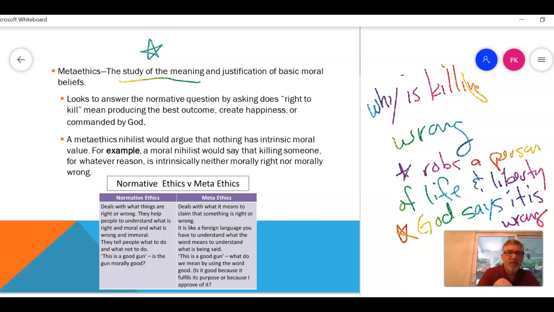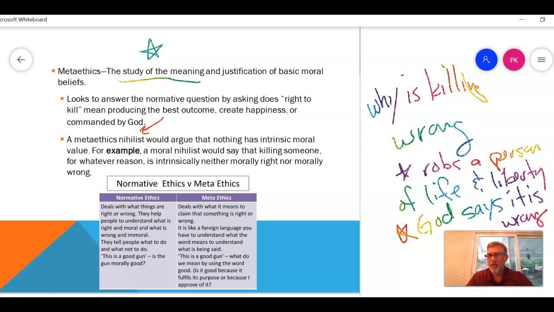There's a form of meta-ethics called nihilism, right? And nihilism would argue that nothing has intrinsic moral value, so nothing is right or wrong. That's what a moral nihilist would look at, right? And this goes down to a classic thought in philosophy, that everybody has a reason for doing what they do.